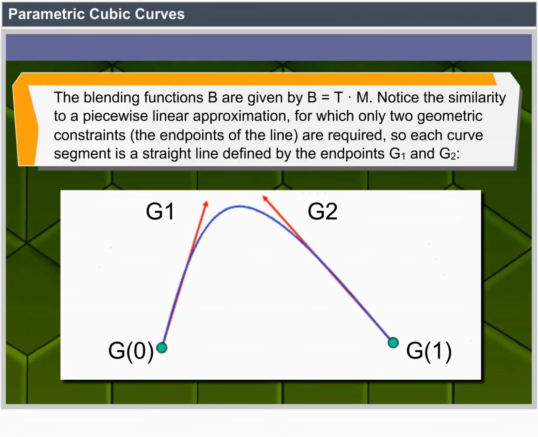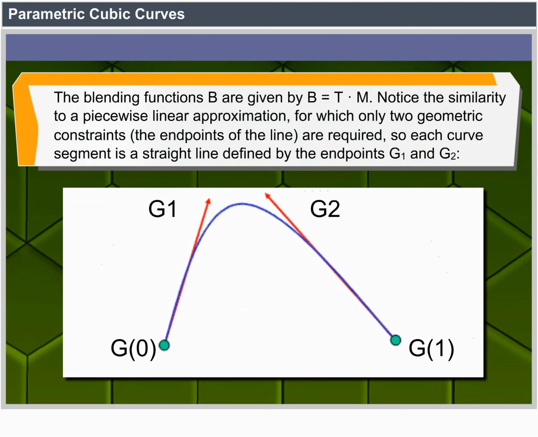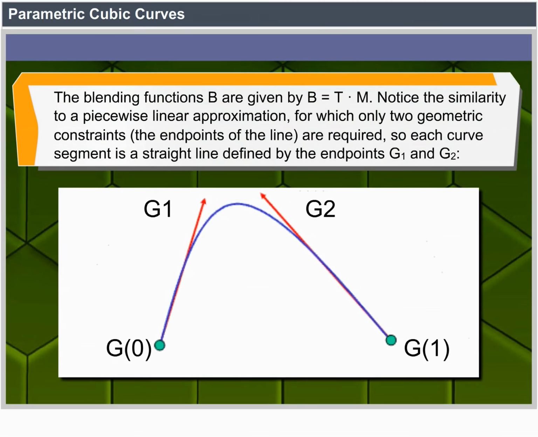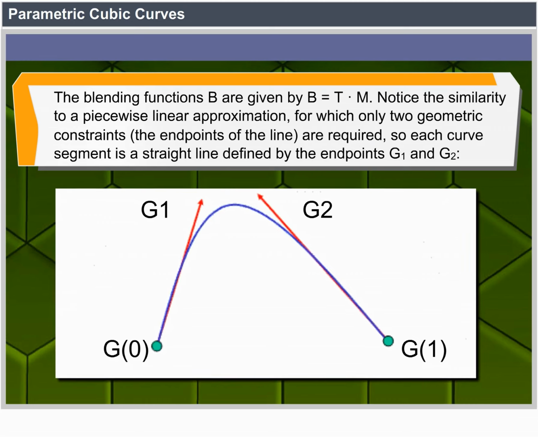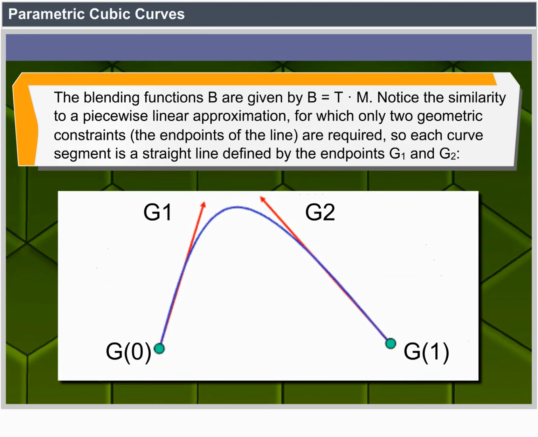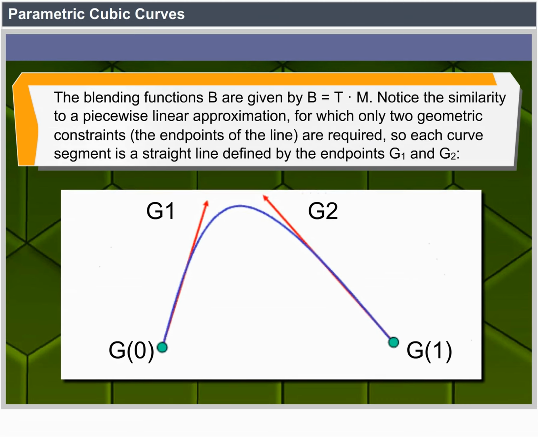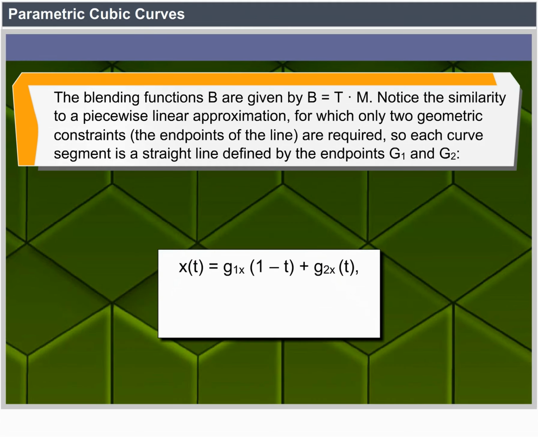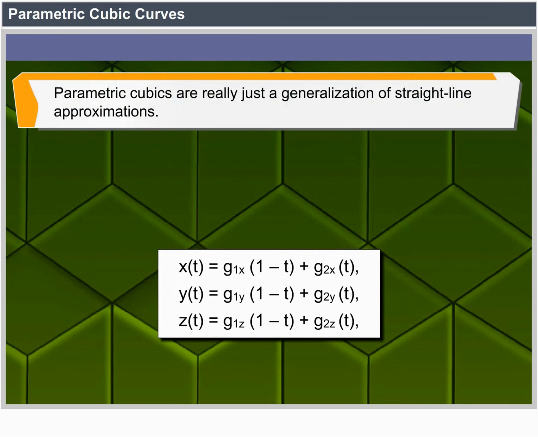Notice the similarity to a piecewise linear approximation, for which only 2 geometric constraints, the endpoints of the line, are needed. So each curve segment is a straight line defined by the endpoints G1 and G2. X of t equals G1x times 1 minus t plus G2x times t. Y of t equals G1y times 1 minus t plus G2y times t. Z of t equals G1z times 1 minus t plus G2z times t. Parametric cubics are really just a generalization of straight line approximations.